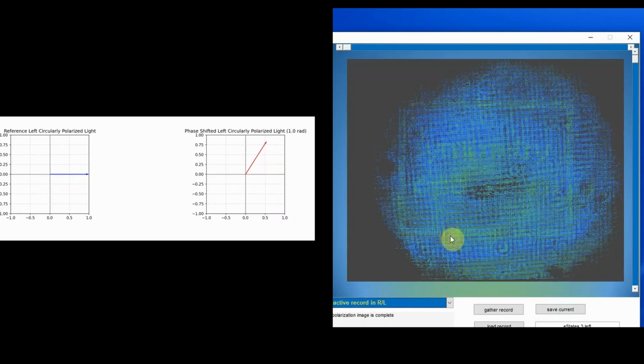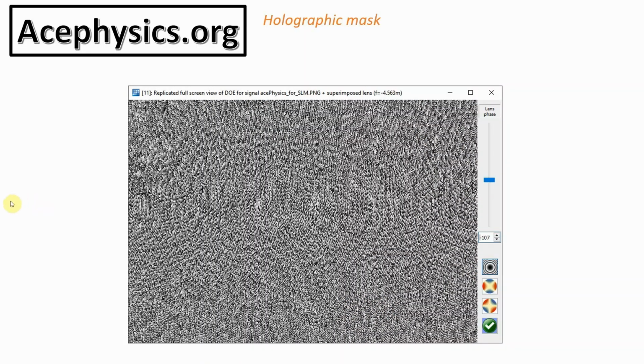We can only notice the phase by its effect in another plane far away after the light has diffracted and interfered to produce a far-field pattern. To make it a holographic projector, we need to change the pixel pattern to this holographic mask. We showed this odd-looking pattern already in the previous video on the holographic projector. Check the link in the description.